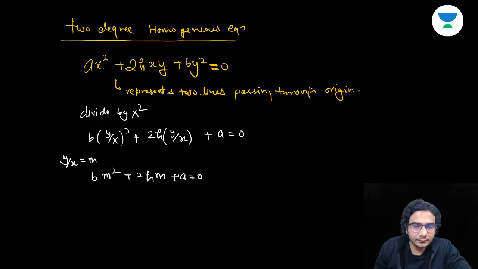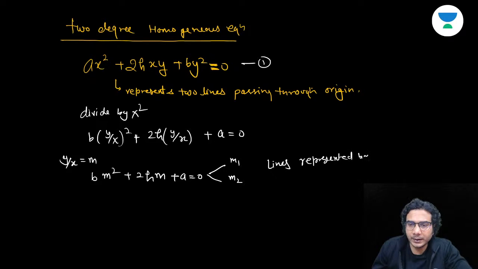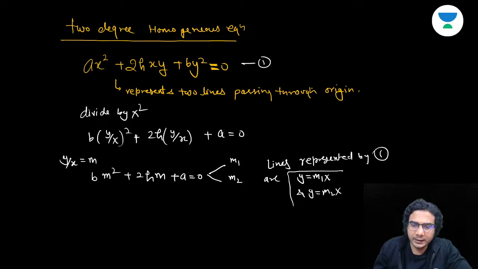Alright. Getting it? Now you can solve this quadratic and find roots. So let's say roots are m1 and m2, then lines represented by this one equation are y is equal to m1x and y is equal to m2x. So we'll get the lines easily, okay? In this way, you can get the lines. So basically it's like solving a quadratic equation. All right, understood?